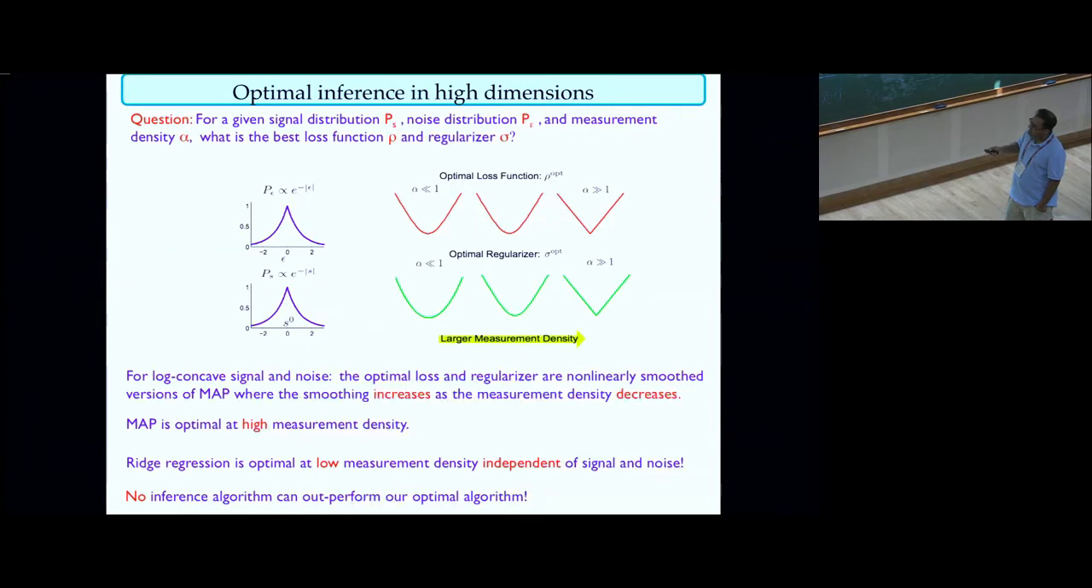And what's really nice is that this is ridge regression. Ridge regression is really easy to do. So basically what it's saying is when you don't have that much data, don't try really hard to model the signal and the noise. Just use a quadratic loss and quadratic regularizer and you'll do best. And fortunately, that's a very easy optimization problem to solve because it has a closed form solution in terms of linear algebra.